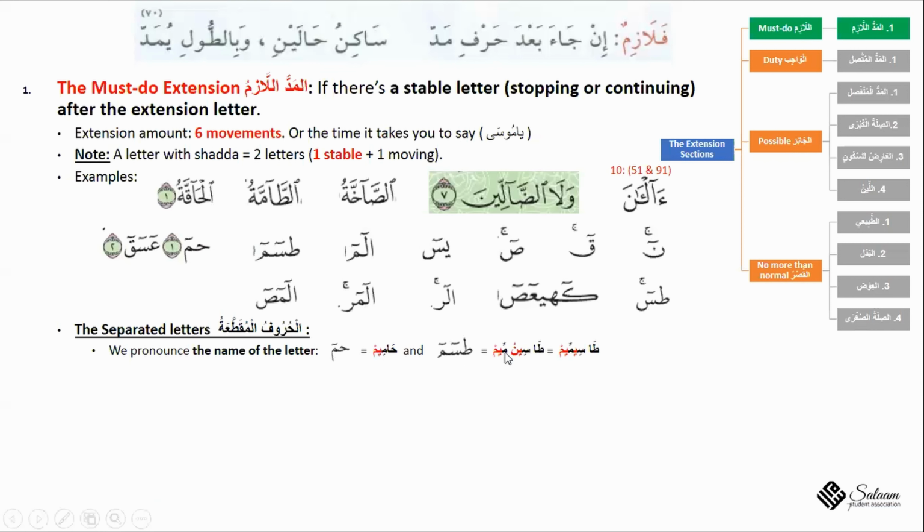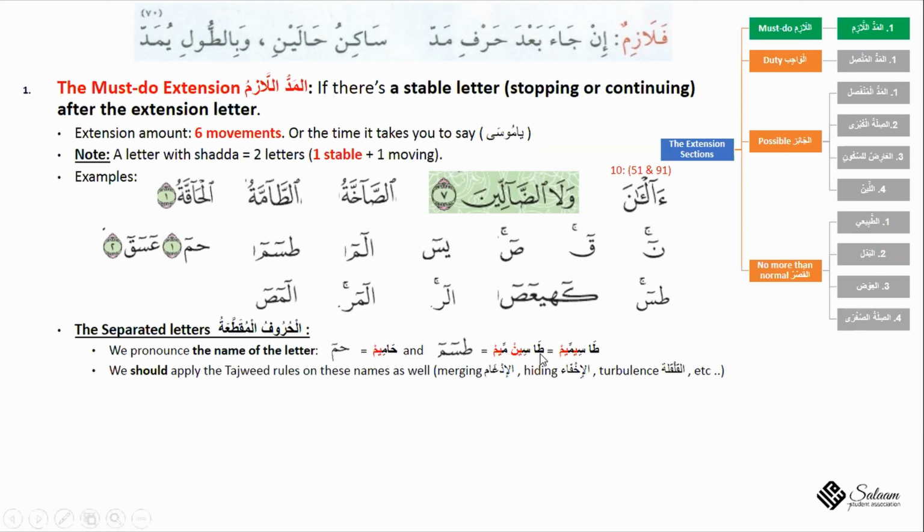Here comes the next rule. To these letters, we should apply the Tajweed rules: Idgham, Ikhfa, Qalqala, any of these rules, At-Tafkhim, At-Tarqiq, magnification, simplification. We should apply all these rules to these letters.